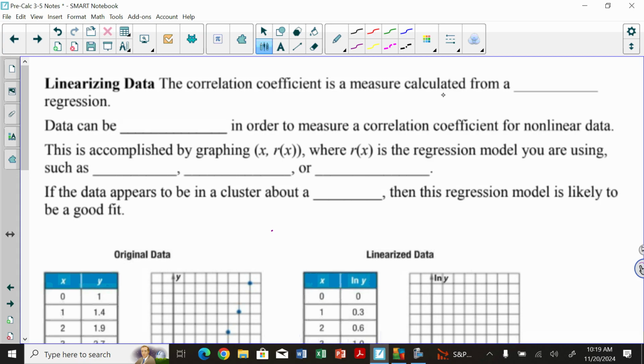So when we linearize it, maybe it's not linear data, but we want to force it to kind of make a line if we can. So really what we want to do here is linearize something, so it can be linearized, in order to measure a correlation coefficient, or your R value, for nonlinear data. So you might have data that's not quite linear, but you can try to linearize it to make it a little bit more linear.